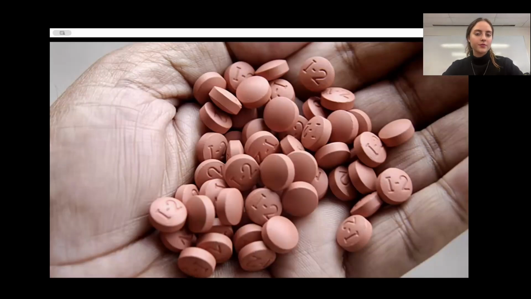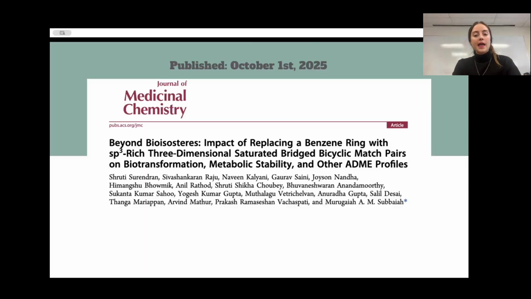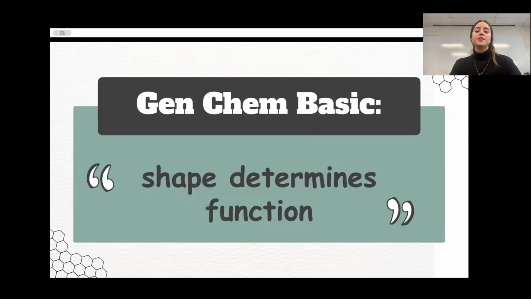In the past, when I've tweaked my ankle or had a headache, I've truly appreciated the quote unquote pure magic of ibuprofen. However, since reading this article from the Journal of Medicinal Chemistry titled Beyond Bioisomers, the Impact of Replacing a Benzene Ring, I've started to appreciate more the pure science behind ibuprofen and drugs similar to it. The basic principle that shape determines function largely applies within the medicine world.